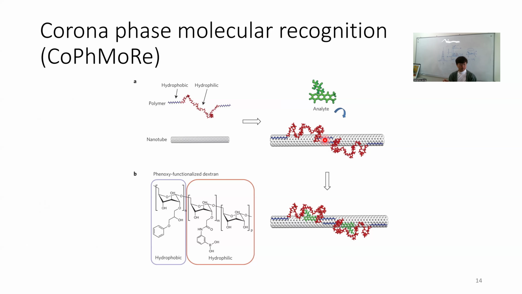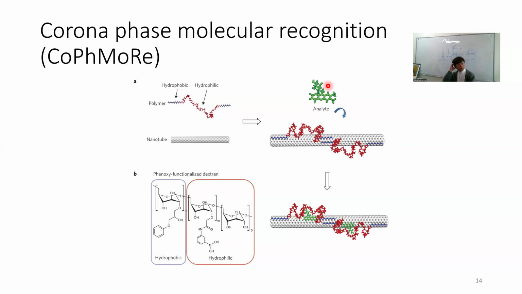Not very intuitive. So this corona phase can differ by the carbon nanotube chiralities and mostly by the nature of the polymers. When they use different hydrophilic polymers and different hydrophobic polymers, they make different corona structures. And by different corona structures, they make some kind of binding pocket for a specific analyte. So that is what they call corona phase molecular recognition.